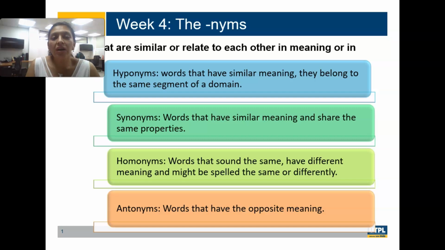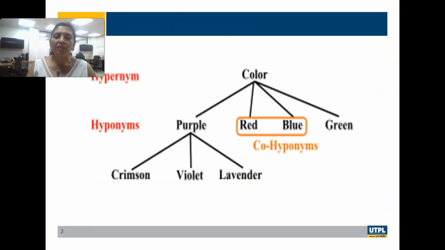In the first type, we have hyponyms. They are words that have similar meaning, but they belong to the same segment of the mind. If you remember, when we talk about a domain, it is going to be a big or large classification. As for example, in this tree, we have as a domain color, which is also named a hypernym, and as hyponyms we have purple, red, blue, or green.